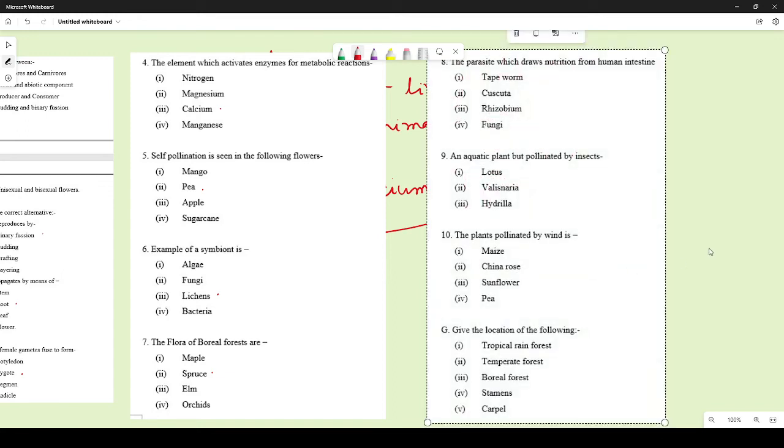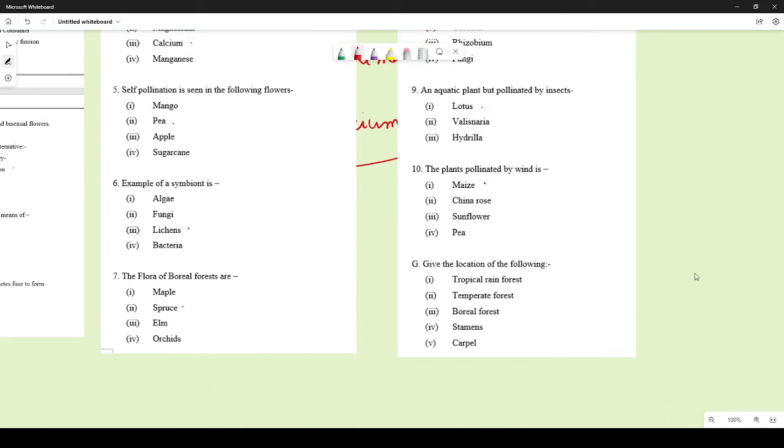So the parasite which draws nutrition from the human intestine is the tapeworm. An aquatic plant but pollinated by insect, lotus. The plant pollinated by wind is maize. Give the location of the following. So here you have to mention the location of the following.